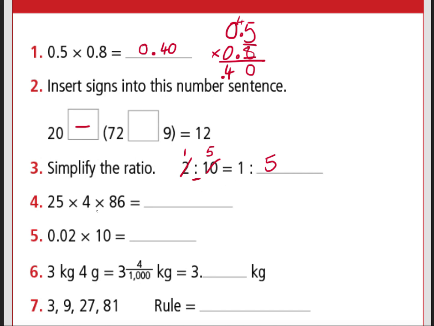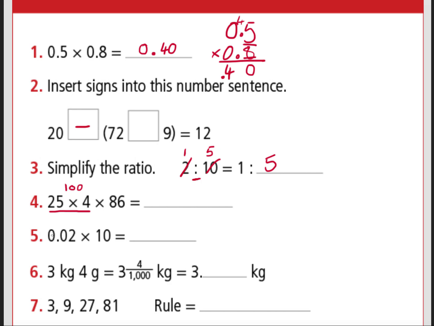Number 4, we have 25 multiplied by 4 multiplied by 86. Now that looks like a big difficult sum until you realize that 25 times 4 is 100. So all we have to do is multiply 100 by 86, and we can do that straight away by just adding on 2 zeros when we multiply by 100.